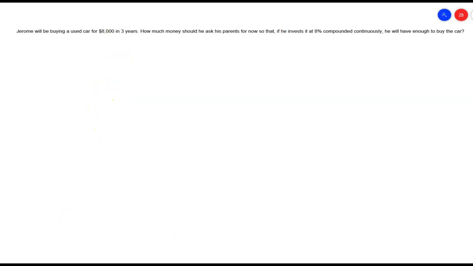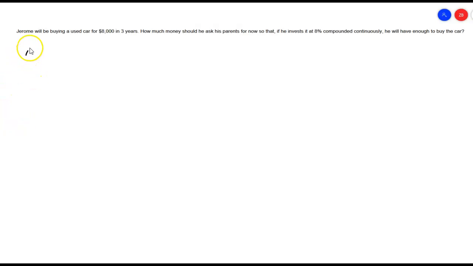the equation. So it says Jerome will be buying a used car for $8,000 in 3 years. How much money should he ask his parents for now so that if he invests it at 8% compounded continuously, he will have enough to buy the car? So this is a compounding continuous problem.